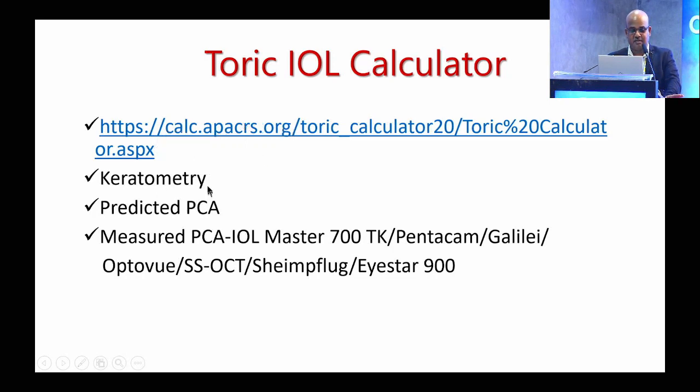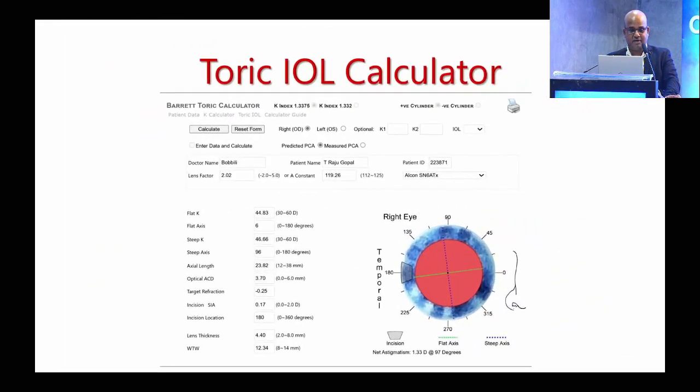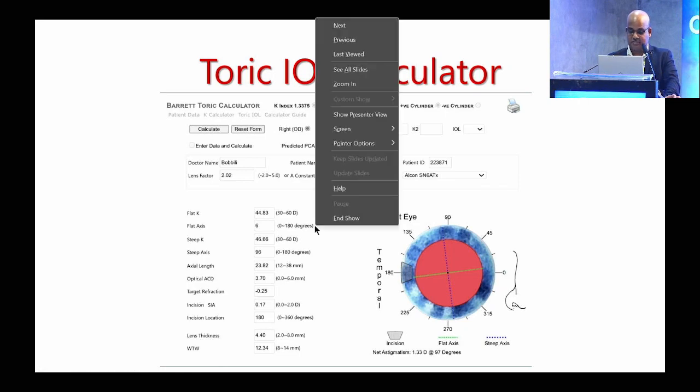We need to enter the keratometry values. If you don't have an instrument which can measure PCA, then we can tick predicted PCA. Otherwise, if you have an instrument which can measure posterior corneal astigmatism, you can enter the values from it. See, this is how it shows. For the eye, we need to select predicted PCA. If you have any instrument which can measure PCA, you can enter that, and you can enter the data like this.